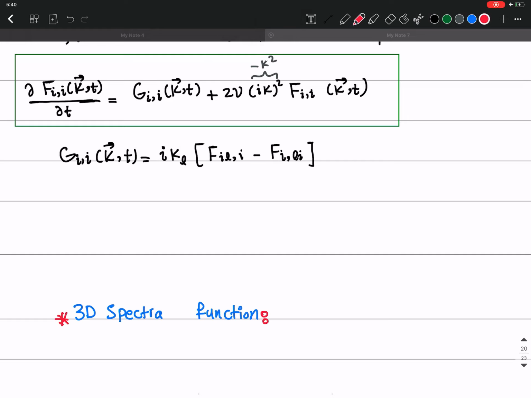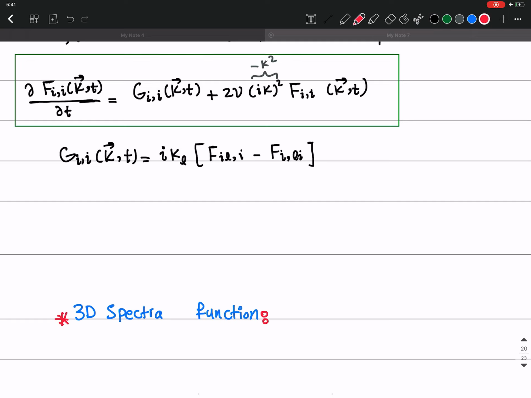Hello everyone. So in this lecture we want to further simplify the spectral equation that we obtained in the last lecture, and to gain some insights into each of the terms that are present in this equation. Again, it's a little bit difficult to draw some pictures from this Fii function. So in order to simplify that, we define the 3D spectral function by integrating this over spherical shells of radius k.